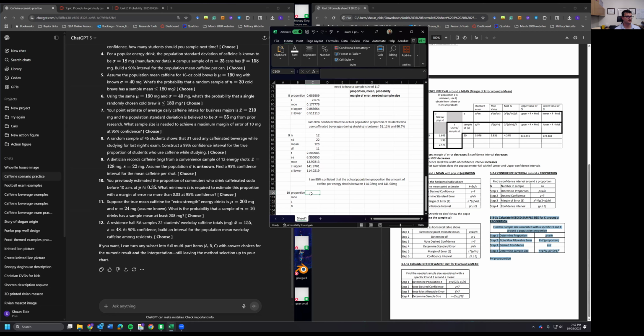So for number 10, what is the proportion? That is the previously known proportion. If you don't know the proportion, put it in as 0.5 because that will give you the largest sample size that you need. Okay, so then margin of error or maximum allowable error is what we've got now, which is going to be 0.03, which you see right here. So 0.03. And then the z-score for 95% confident is going to be 1.96.